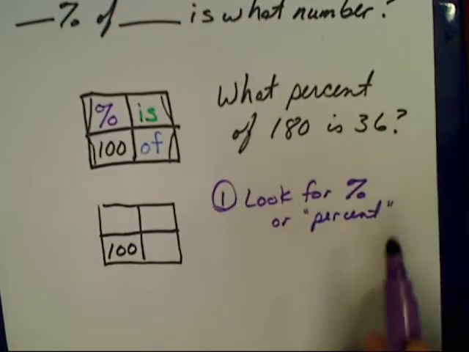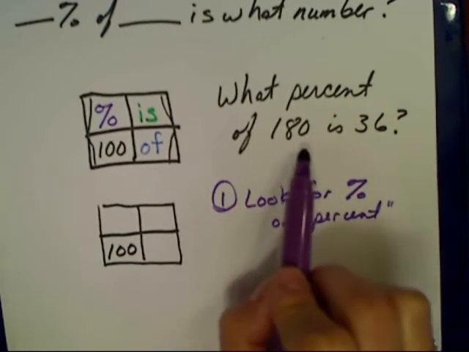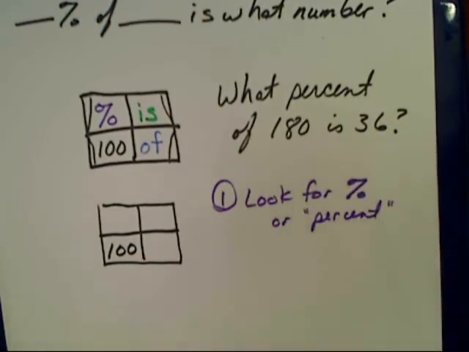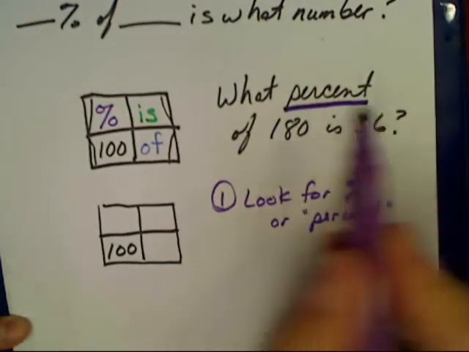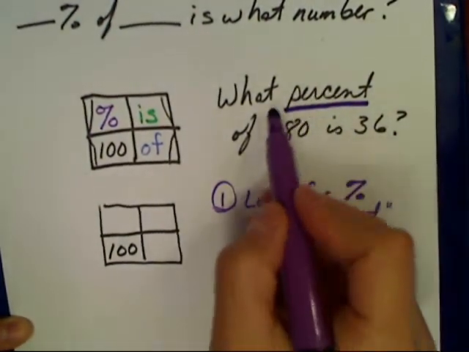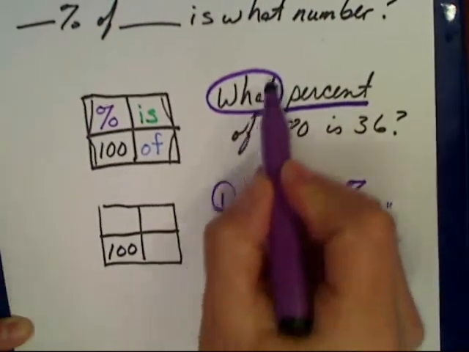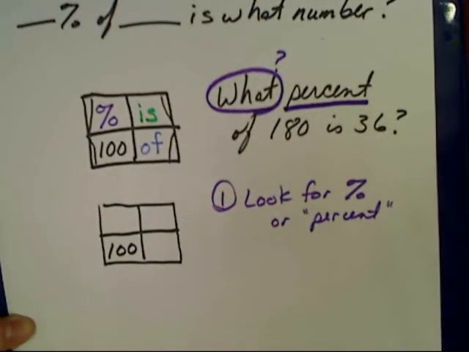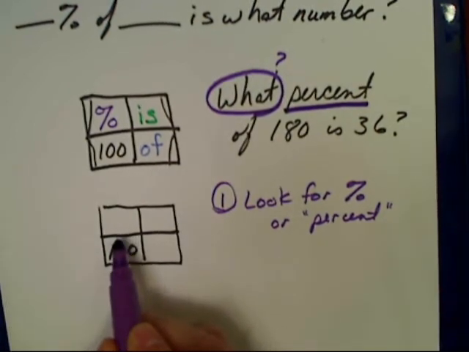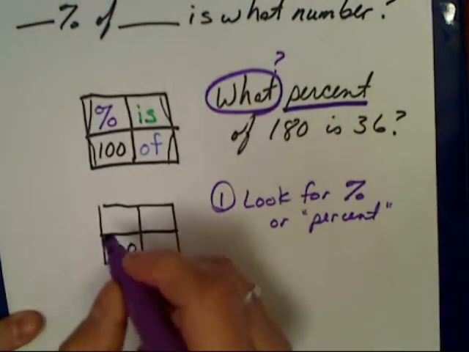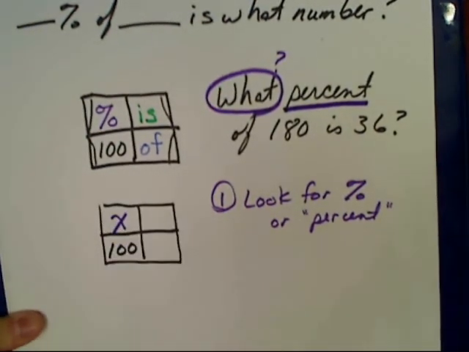So in this problem, there is no percent symbol by either of my numbers, so my numbers are not percents. Here's the word percent, and what's right in front of that? Oh, the word what, meaning I don't know. So that's what I'm solving for in this problem. It's asking for a percent. So I don't know the number that's above the 100 in my percent box. So that's when we replace it with our favorite letter, X.